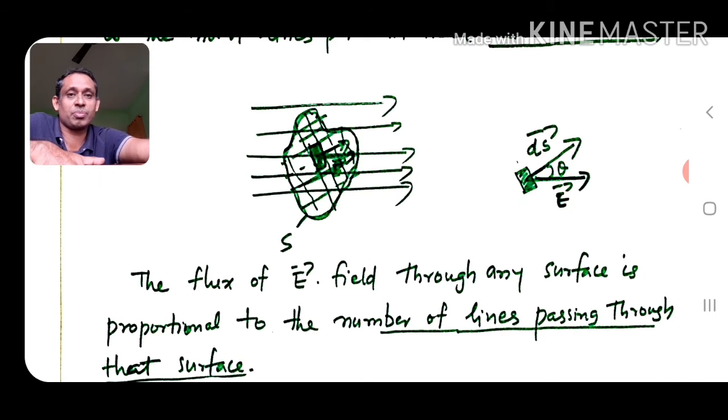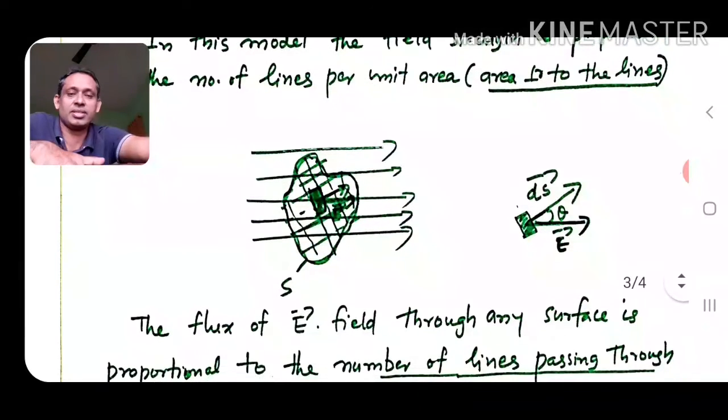Why we are saying proportional is, when we represent a field, it is we who decide how many lines should be used to represent the field. We can use 5 lines, 10 lines, 15 lines. The only thing is, when we represent the field, where the field is stronger, the number of field lines passing through unit area should be more.